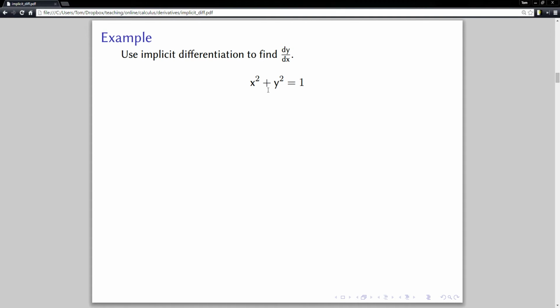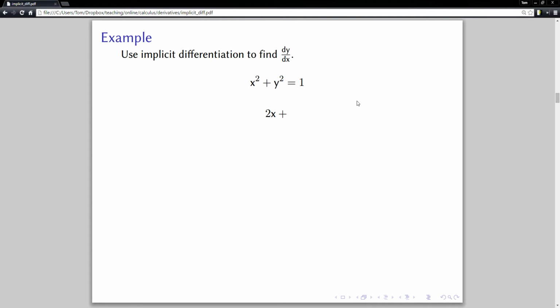If I look over here on the left-hand side, this is the sum of two things, right? x squared plus y squared. So I'm going to use the sum rule and take the derivative of x squared, and then I'm going to add the derivative of y squared to complete the derivative of the left-hand side. So the derivative of x squared is 2x. Then I'm going to put a plus. Okay. Then I am going to take the derivative of y squared.